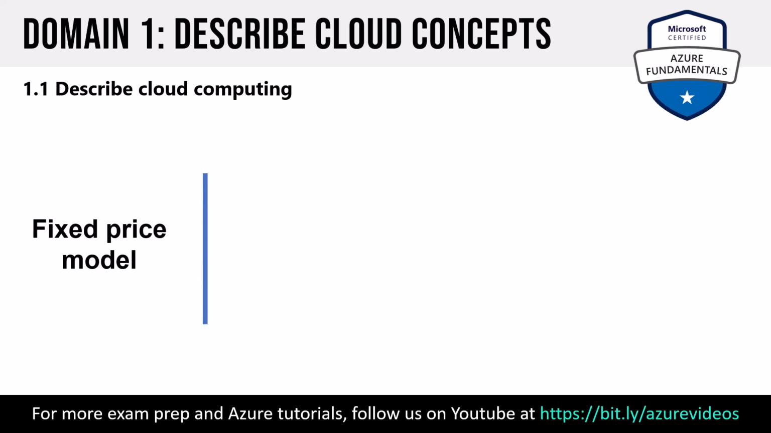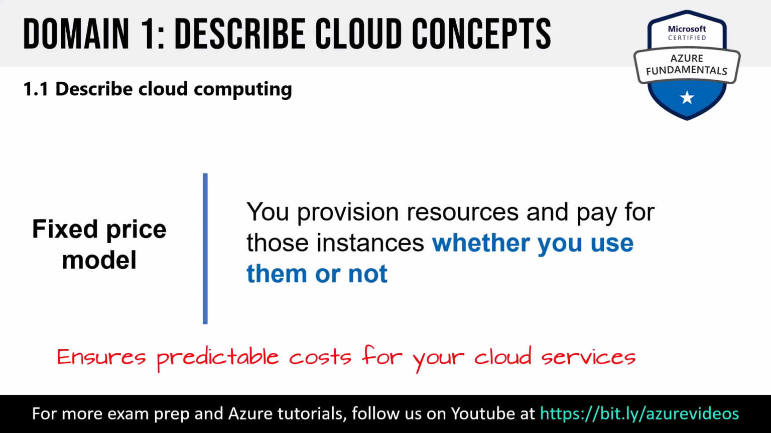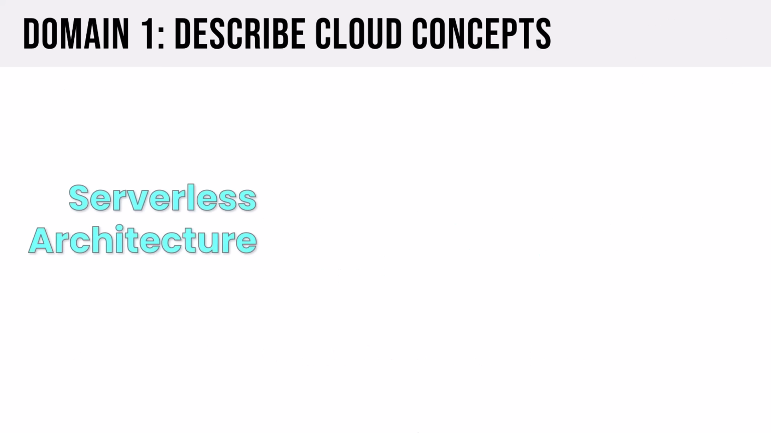Next, we have the fixed price model. This is where you provision resources and you pay for those instances whether you use them or not. And in cases where you know you're going to use what you're provisioning, it does offer an advantage in that it ensures predictable cost for your cloud services. For example, with some Azure AI services, you can pick a commitment tier that comes at a fixed cost for several services.